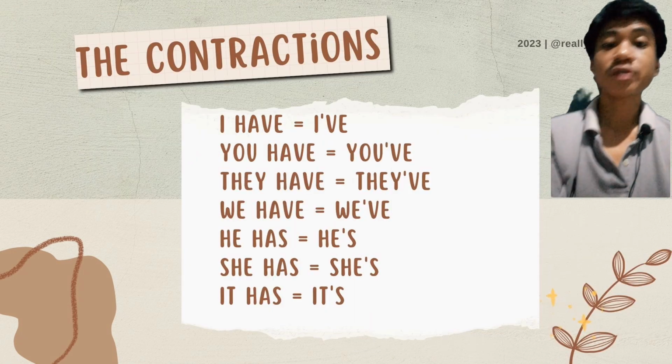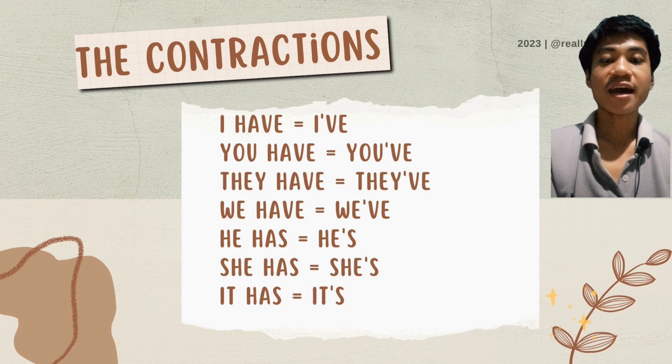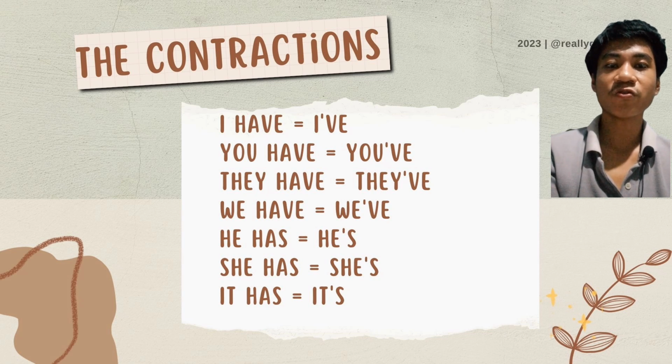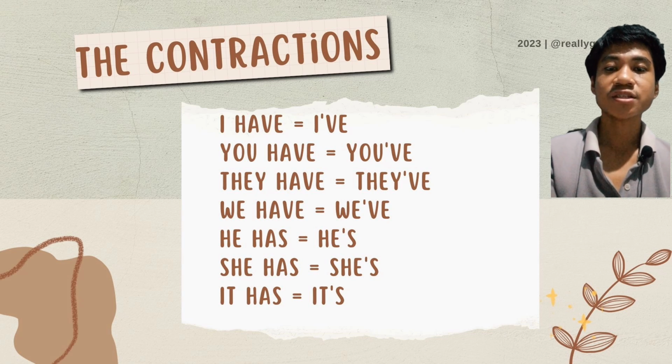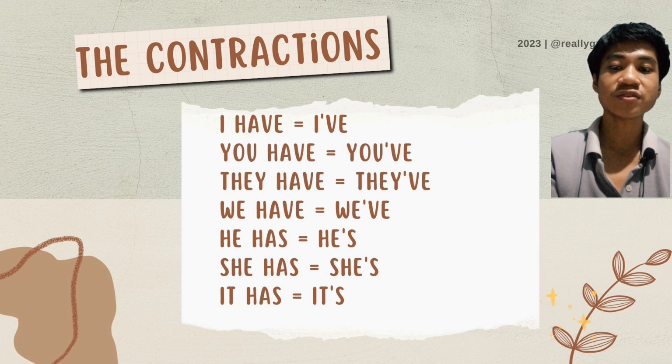First, the contractions. I have, I've. You have, you've. They have, they've. We have, we've. He has, he's. She has, she's. It has, it's. If you wanna say them correctly, just use their contractions.